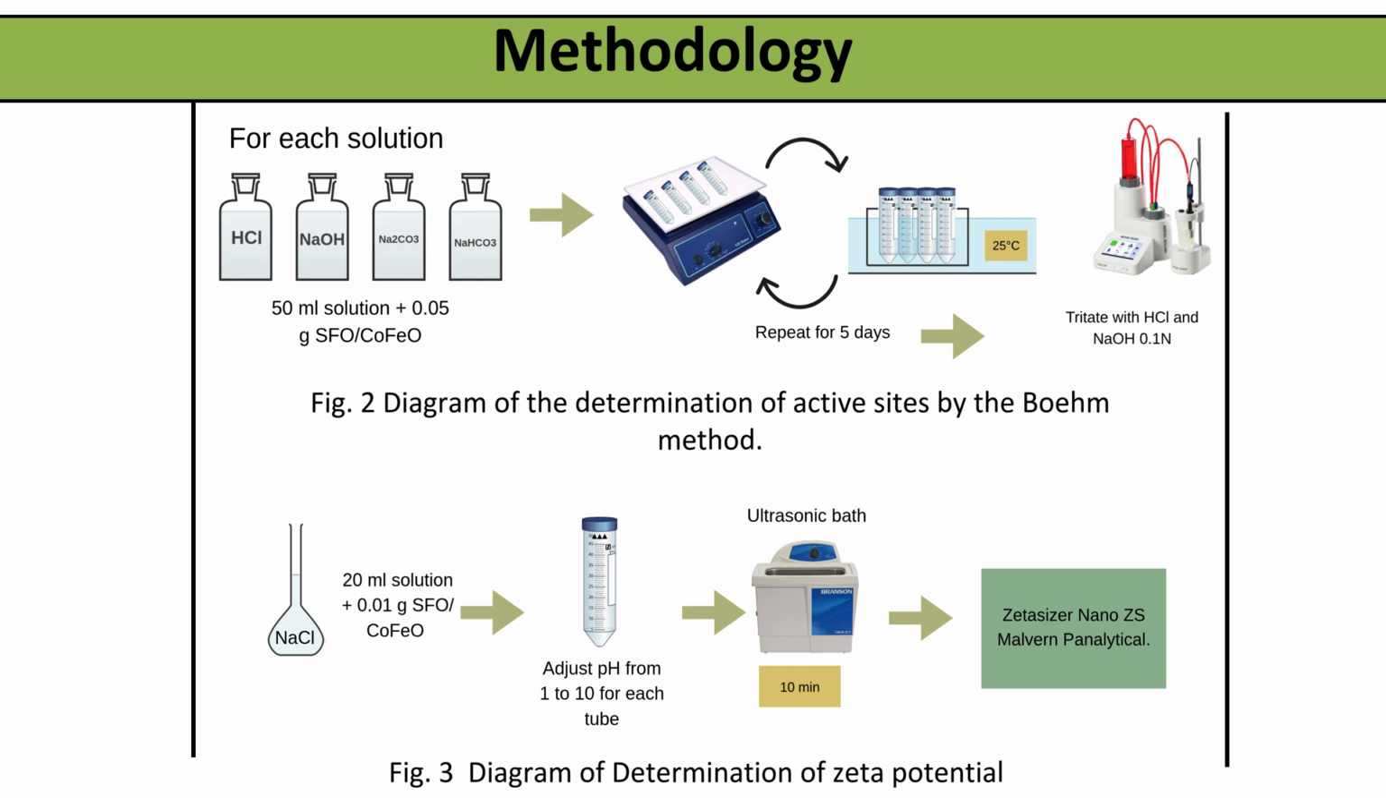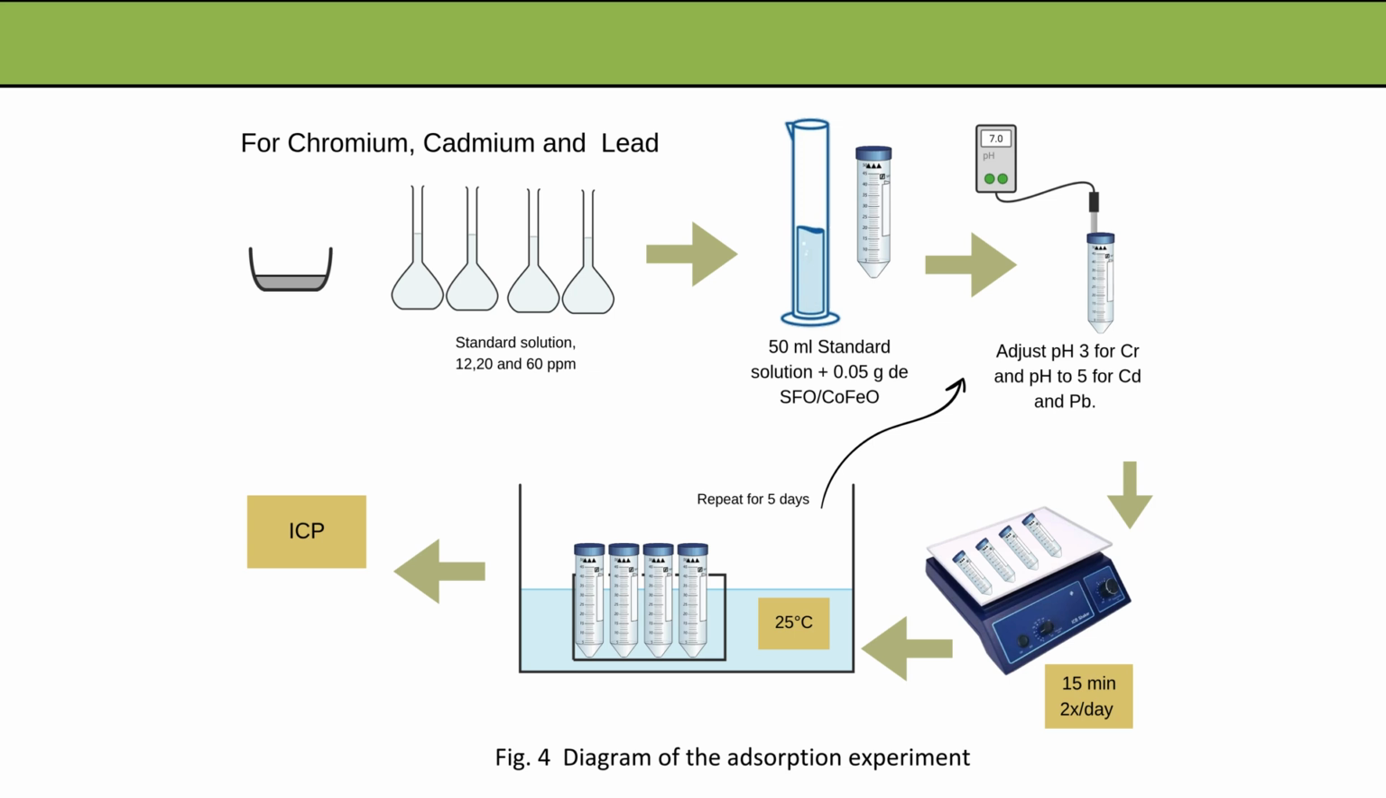Figure 3 shows the methodology for determining the isoelectric point. In this case, the samples were prepared by adding 0.01 grams of magnetic material, adsorbent, into a conical tube containing 25 milliliters of sodium chloride solution. The pH of the samples was adjusted to a range between 1.5 and 10 by adding hydrochloric acid or sodium hydroxide. Finally, the zeta potential of each sample was measured. The values obtained for each sample are plotted, and the point where the zeta potential is 0 is called the isoelectric point.